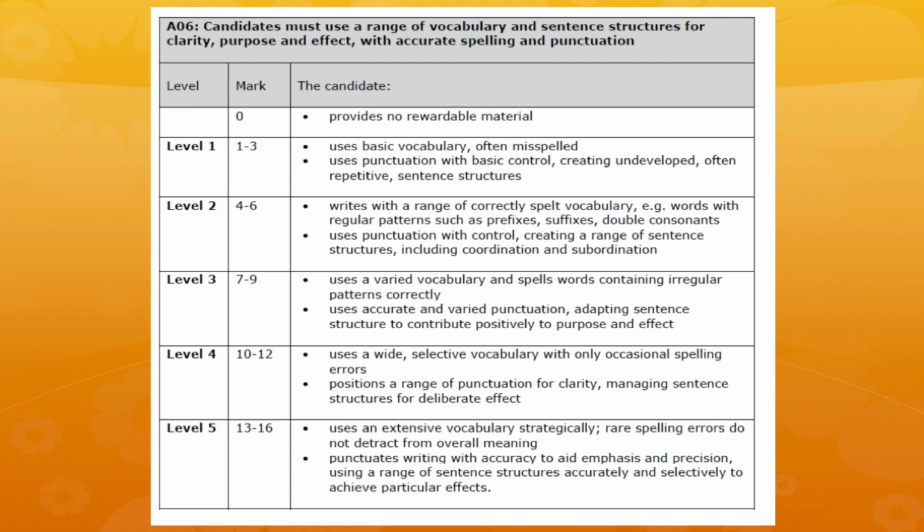AO6 is spelling, punctuation, grammar, and use of vocabulary. So one thing I just wanted to point out, if you look up at level 5 here at the bottom, it says rare spelling errors do not detract from overall meaning. So what that is saying is that you can make spelling mistakes and still get full marks. You could still get 16 marks for SPAG and have spelling mistakes in there. The exam boards do not expect your spelling to be perfect. As long as it's clear what you mean, even if you've spelt the odd word incorrectly, you can still get full marks.